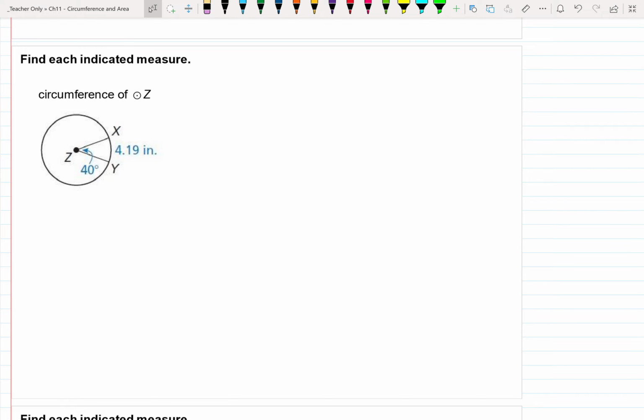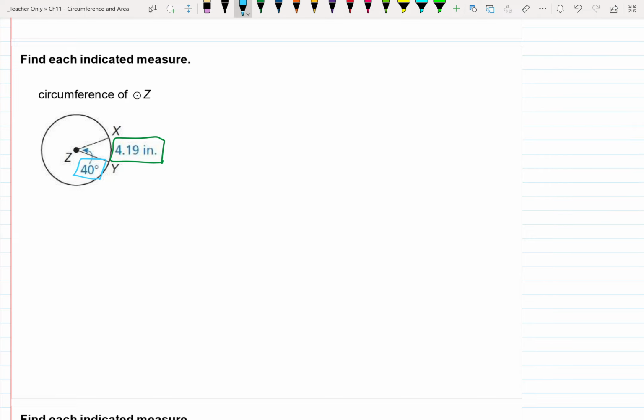Our next slide is asking us to find the circumference of Z. So we have two things here. We know what the arc measure is. The arc measure comes from our central angle. It's just the same. It's 40. And we know what the arc length is. The arc length is 4.19 inches. If you don't know how to tell which one's which, whichever one uses a unit like inches, that's going to be your length. So let's set up our ratio.